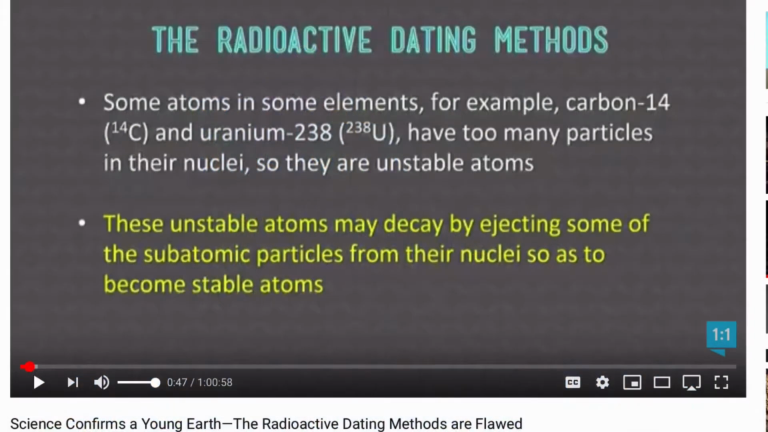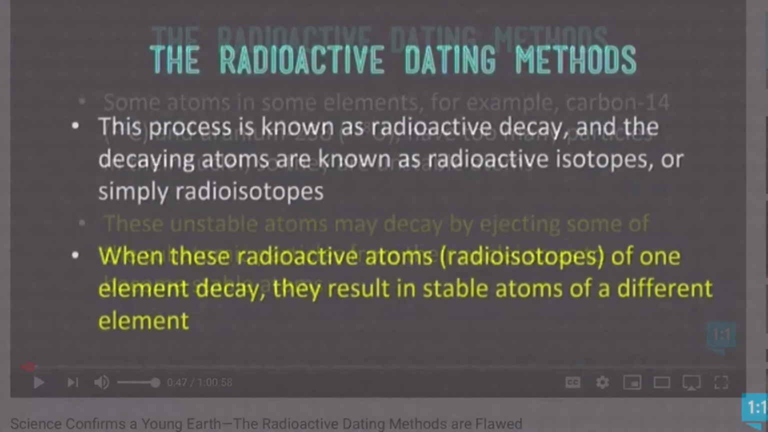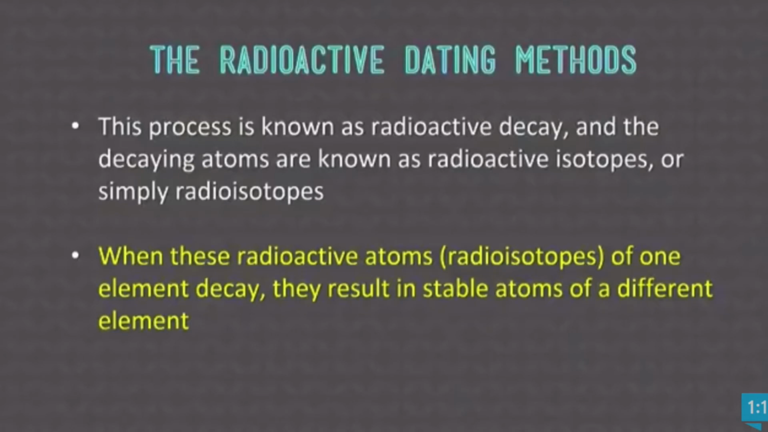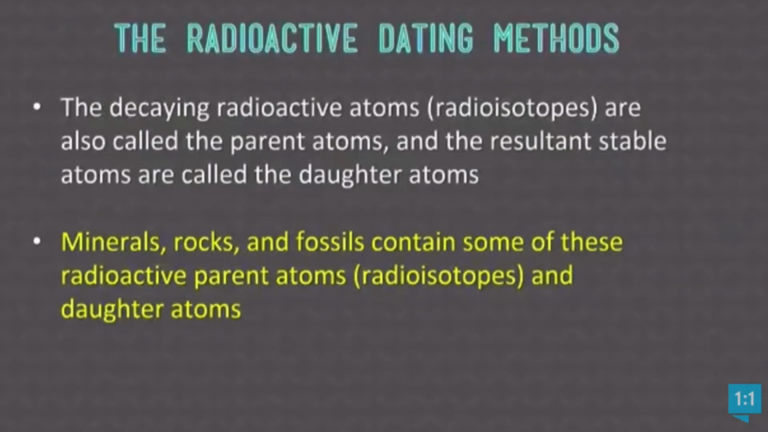Now I got these pictures from a YouTube video called "Science Confirms a Young Earth." The radioactive dating methods are flawed. Now I want to show you a faster way and give a clear idea of how these dating methods can be way off. To give you an easier way of understanding, I'm going to use a piece of metal and how it's rusting, and I have pictures from that site using an hourglass as an example.